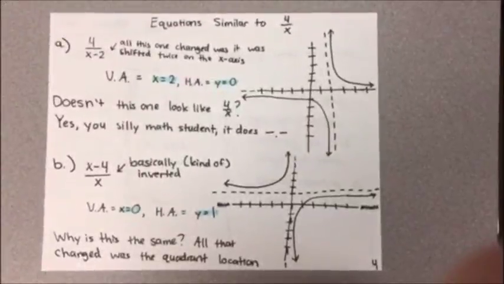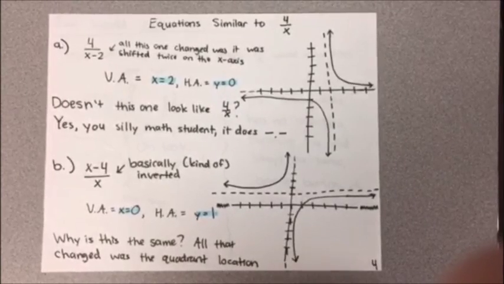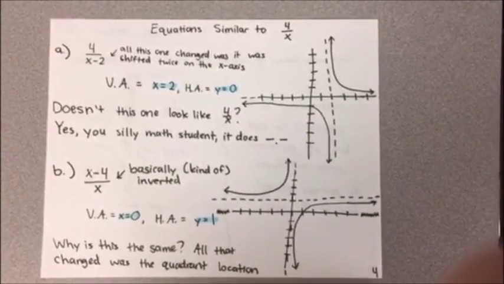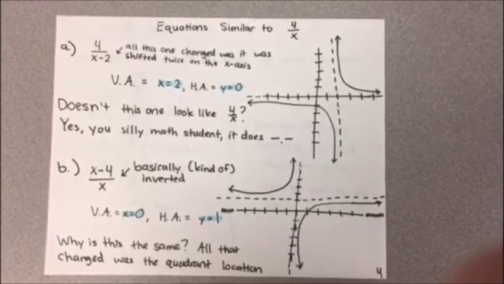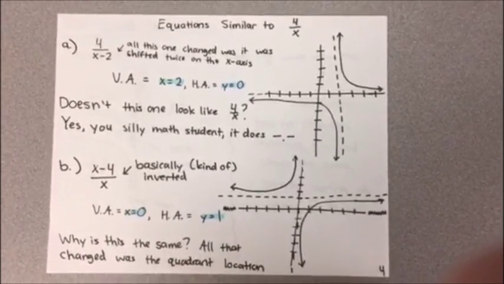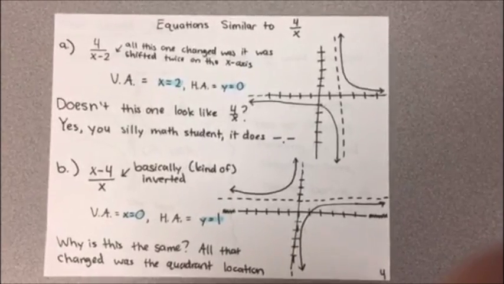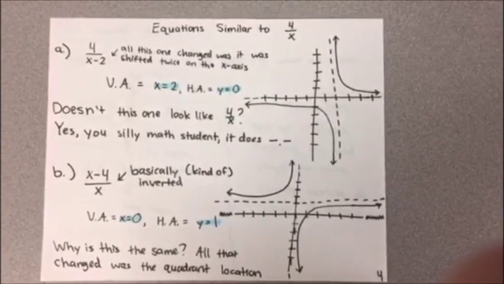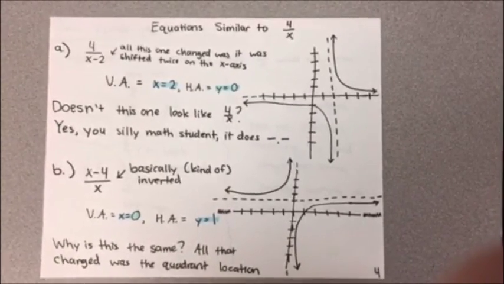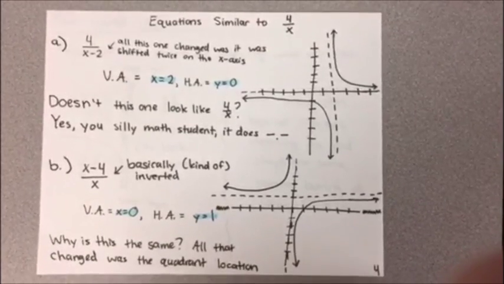Your turn. At this point, graph equations A and B. Once you're done with that, compare your graphs to mine. My reasoning should show why these are the same. A, all that happened was you shifted on the x-axis twice. It's the same graph, just with a little bit of modifications.